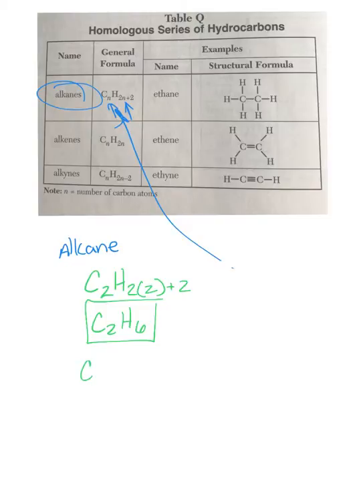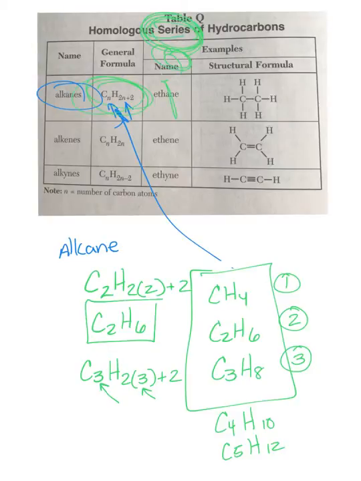And then lastly, we'll do one more example. C3H, 2 times 3 plus 2 more. Remember, this is 2n, so this 3 is an n, which is the same number as this. 2 times 3 plus 2 is 6 plus 2.